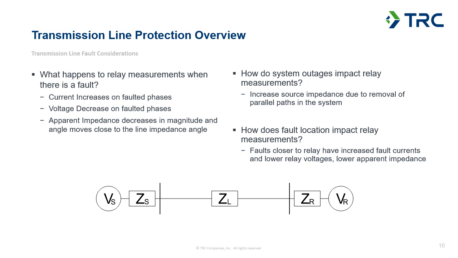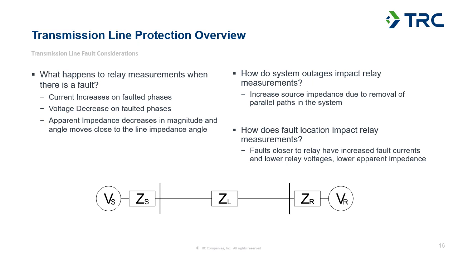And that's going to shift from there to something closer to the line impedance, which is going to be mostly inductive. It's going to be something in maybe the 70 to 80 degree range. So those are some good indicators that the relay can use to tell the difference between a fault condition and a non-fault condition.